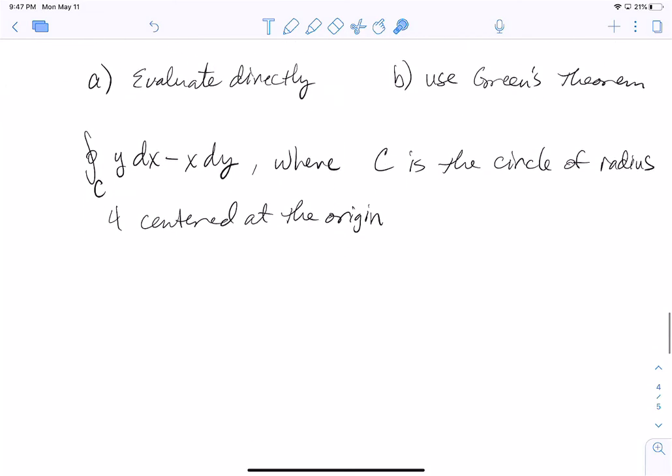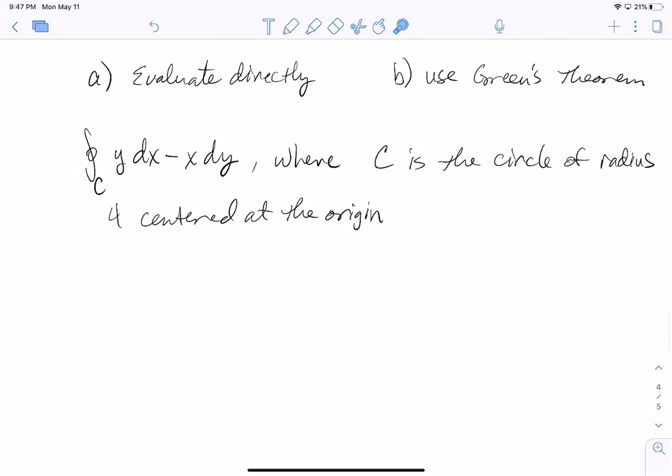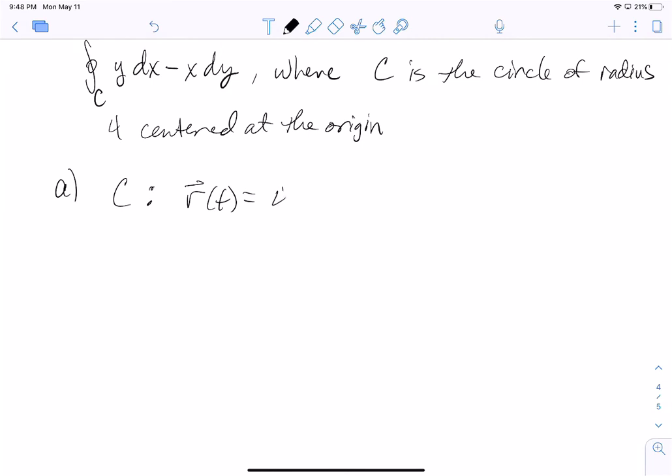All right, so to evaluate directly, what we need to do is parameterize C. So for the first one, part A, C is going to be given by r(t), which equals 4 times the cosine of t i plus 4 times the sine of t j. Quick mental check that that's positively oriented for that circle. And of course, to go all the way around the circle, we need t to go from 0 to 2 pi. At this point, go ahead and pause the video and finish up part A on your own.